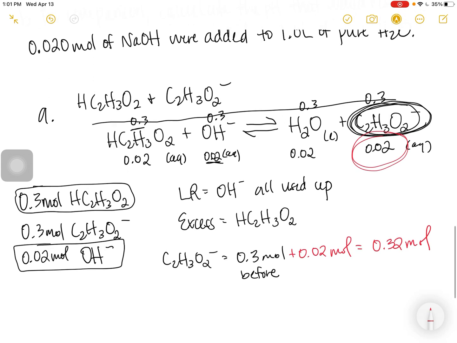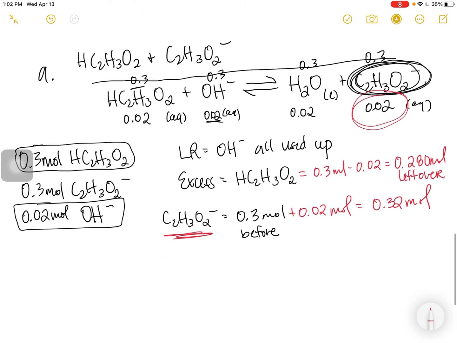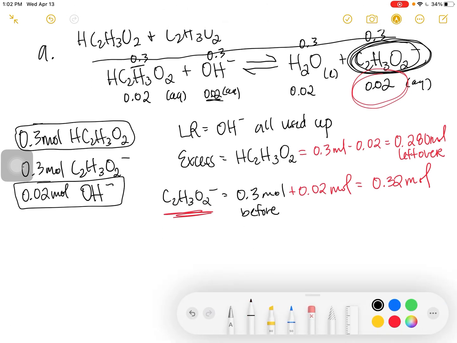Now, in kind of comparison but also opposite, I have to think about how much excess acid is left over, right? And this is like your straight regular stoich calculation. Well, if I started with 0.3 and I used 0.02, then I have 0.28 moles left over after the reaction is complete. I think that's probably easier to understand because that's just like we've done an excess problem before. But the difference is talking about the product that was present already, and then I added more to it.